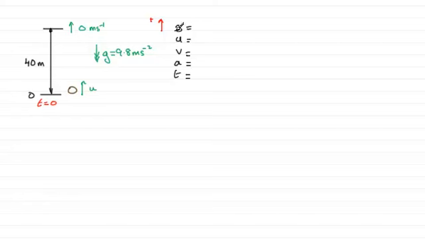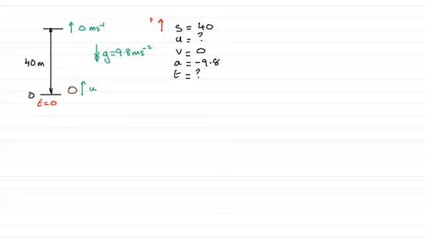So s, the displacement from O, it's 40 meters. So put that in as 40. u we're trying to find. v we know, the final velocity, 0. The acceleration is in the opposite sense to the plus direction, so it's going to be minus 9.8. And t, well, we're not worried about what t is up here, so we can forget about that. So we're looking for an equation that links these variables together that hasn't got t in.